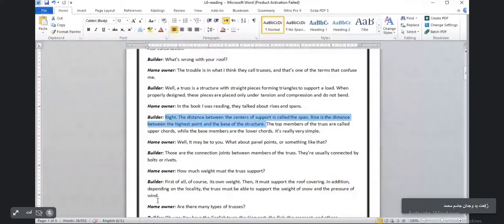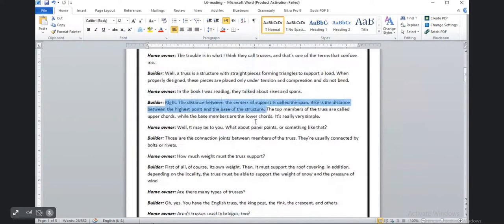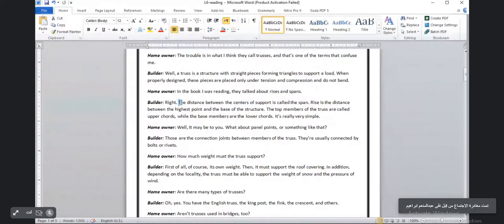Let's talk about rise now. Rise is the distance between the highest point and the base of the structure. So now this is the definition of a rise. The rise is the distance between the highest point in the structure and the base. So these are two definitions. The first one is the span, and the second one is the rise. The span is the distance between two supports, and the rise is the distance between the highest point and the base.